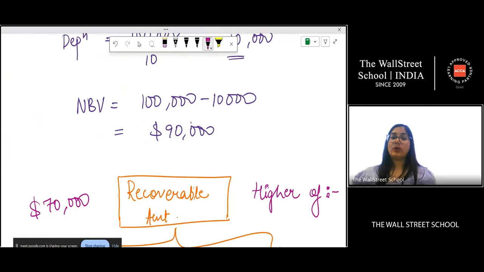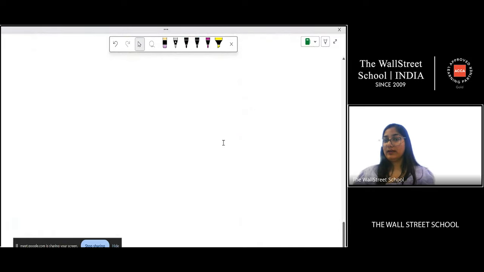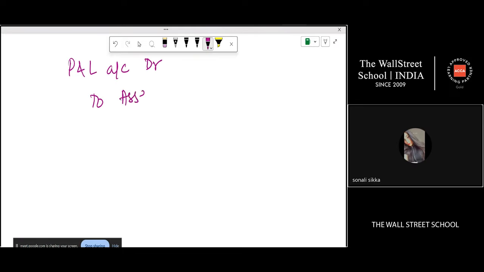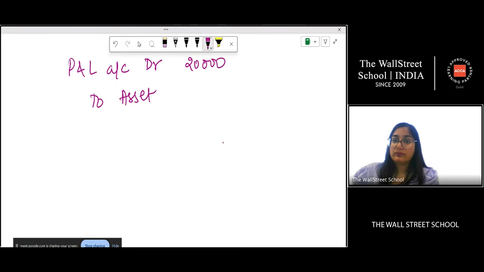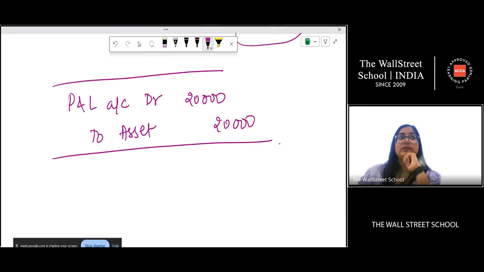What is the value that I have recorded in the books of accounts? 90,000. And what is the value of my asset now? 70,000. So is there any impairment that is happening? Impairment of 20,000 is there. That means it needs to be charged to your P&L. And now what will be the journal entry? Since it is an expense, P&L account debit to asset account 20,000. This would be the journal entry that we'll be passing. Is it clear up till here?